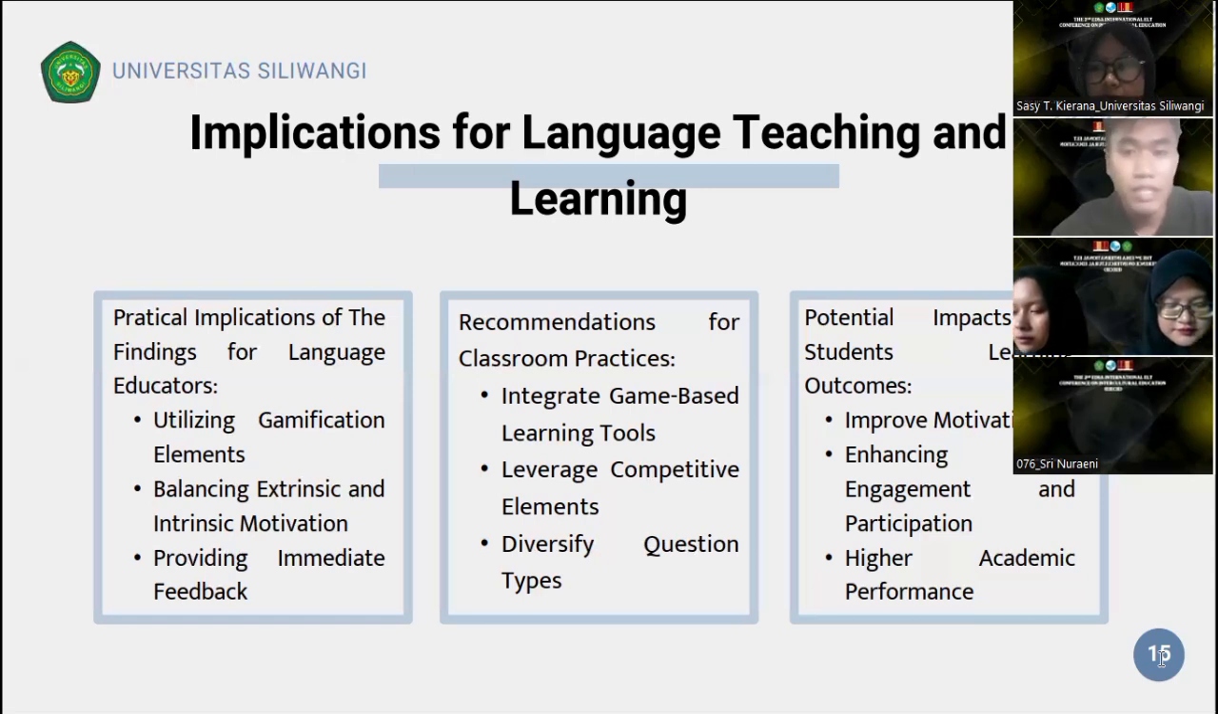And then the next one is enhancing engagement and participation. So using interactive and gamified tools like quizzes can make learning more enjoyable, leading to higher levels of student engagement and participation. And then the next one is higher academic performance. So the combined effects of increased engagement, motivation, attention, and confidence can lead to higher academic performance. Students are likely to perform better on standardized tests, classroom assessments, and language proficiency exams. That's all for me. I'll give it to the next presenter.